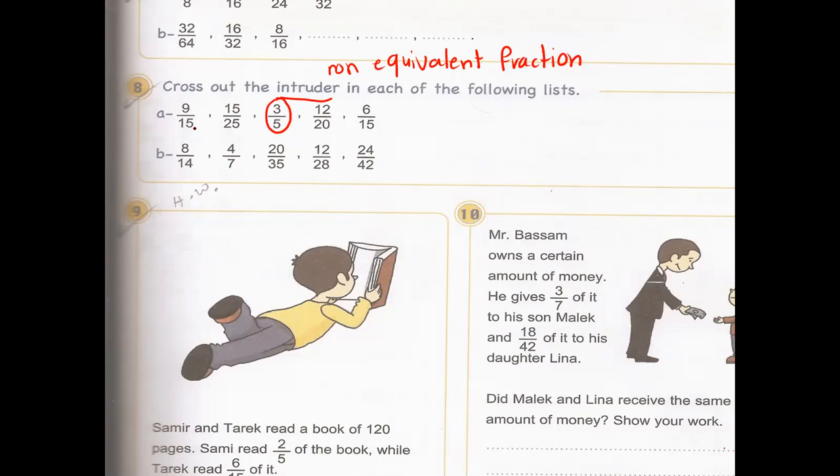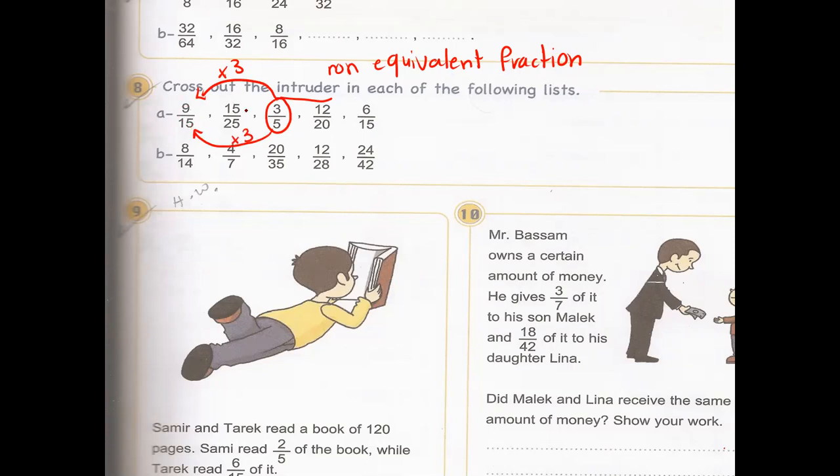Now I will check which fraction from these. We have 4 fractions: 9 over 15, or 15 over 25, or 12 over 20, or 6 over 15. Which one is non-equivalent to 3 over 5? Let's start from the first one, 9 over 15. 3 times which number equals 9? 3. 5 times which number equals 15? Also 3. So we multiplied up and down by 3, so they are equivalent.